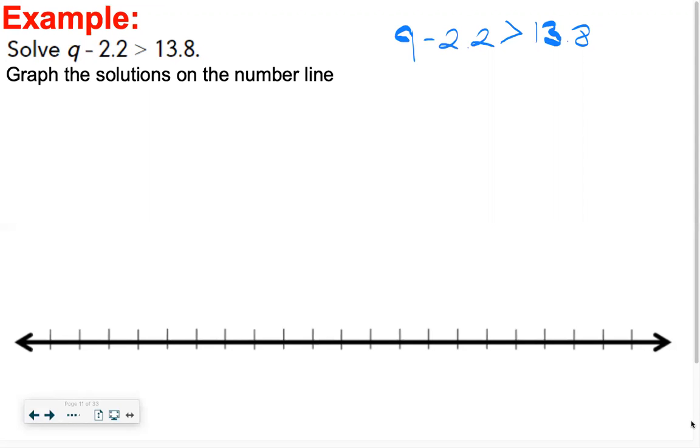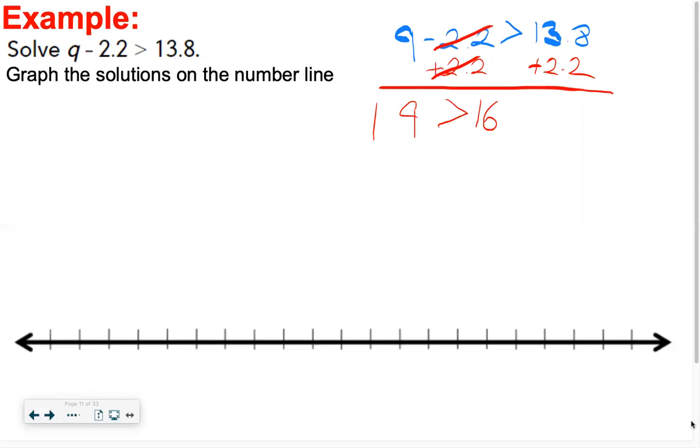What am I going to do? To be able to isolate Q, you have to add 2.2 to both sides. When you add 2.2 to both sides, you are going to find that Q is going to be greater than 16. This is my solution.